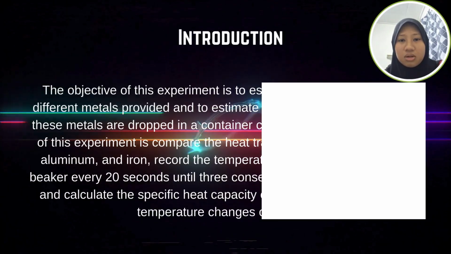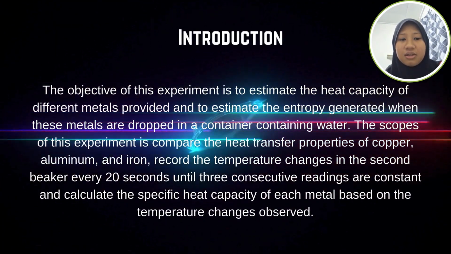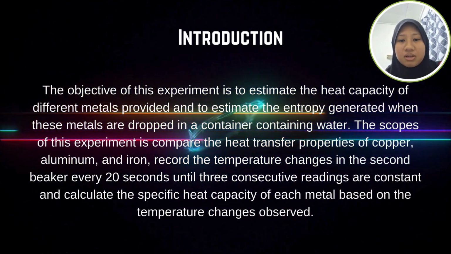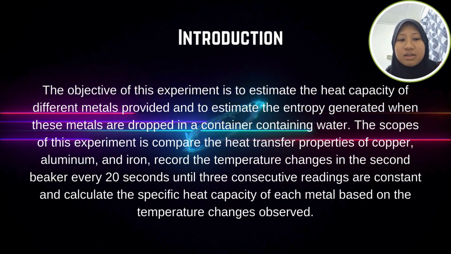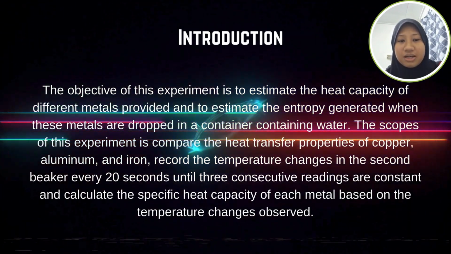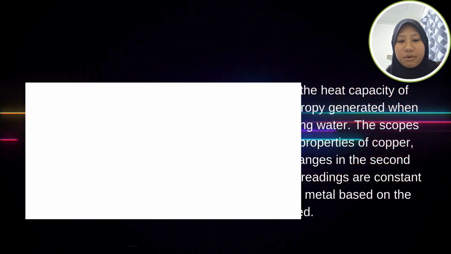Celsius. The objective of this experiment is to estimate the heat capacity of the different metals provided and to estimate the entropy generated when these metals are dropped in the container containing water. The scope of this experiment is to compare the heat transfer property of copper, aluminium, and iron, record the temperature changes in the second beaker every 20 seconds until 3 consecutive readings are constant, and calculate the specific heat capacity of each metal based on the temperature changes observed.